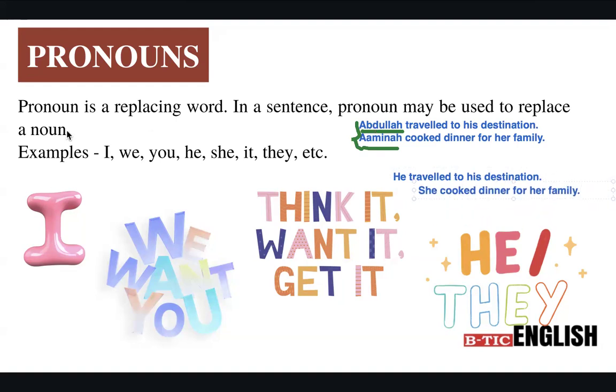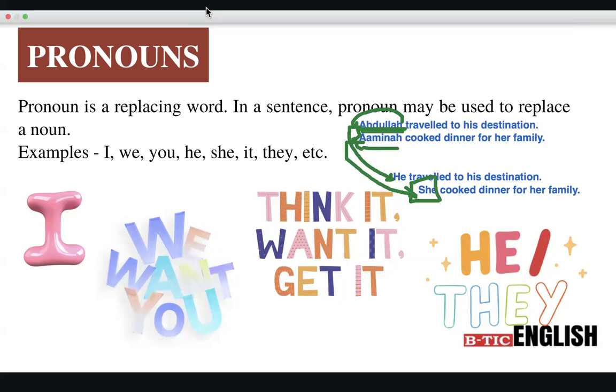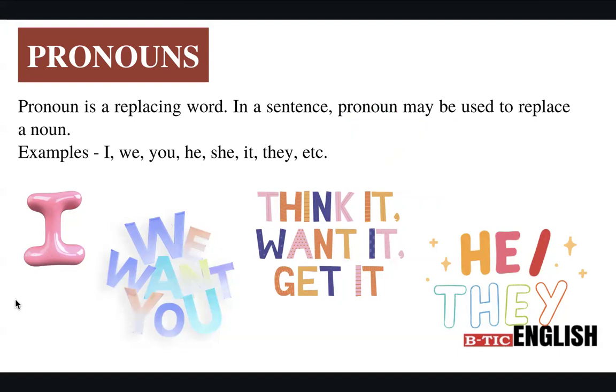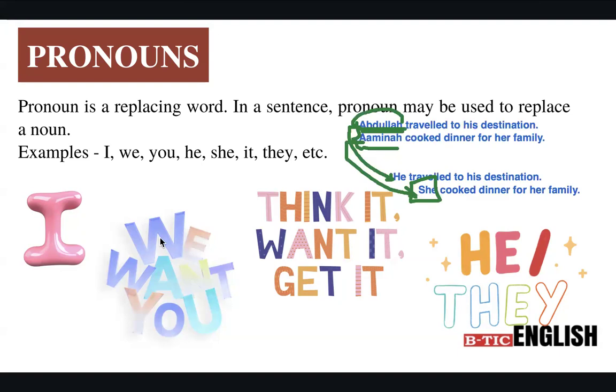Now, what did I do here, Abdullah? Instead of your name, I replaced it with another word. Yeah? Instead of Amina, I replaced it with another word. Now, the replacing word is known as a pronoun. Is it clear? Yes. So pronouns, examples: I, we, you, he, she, it. They're known as pronouns.